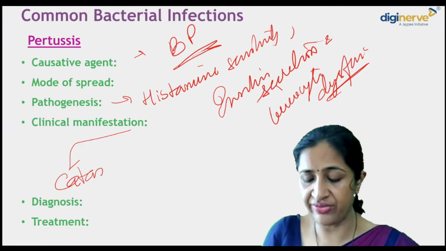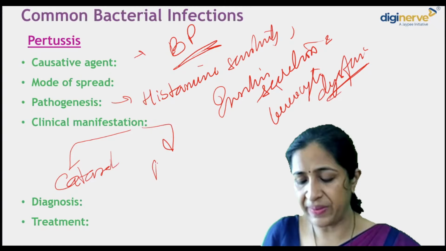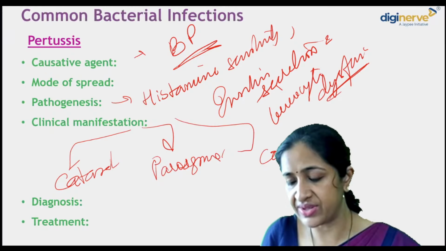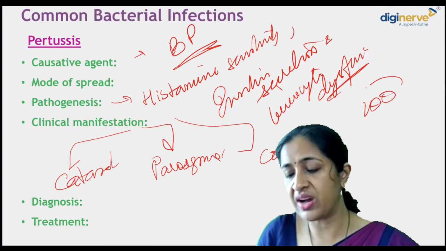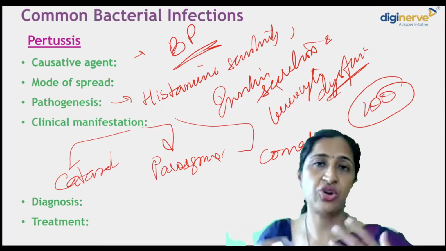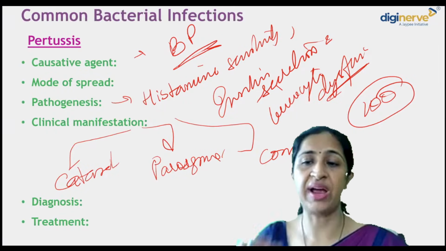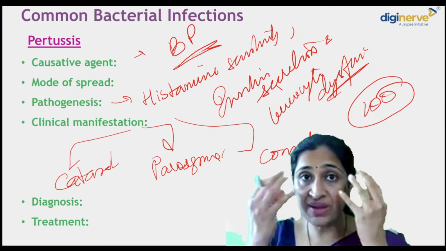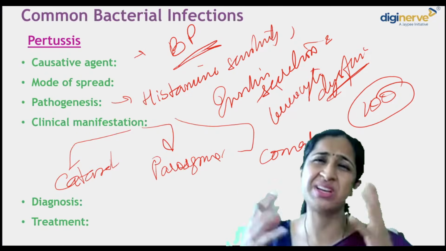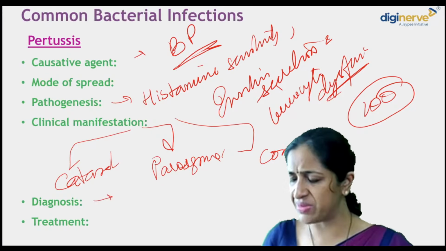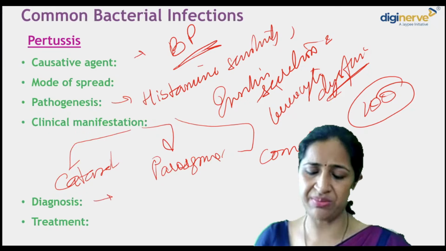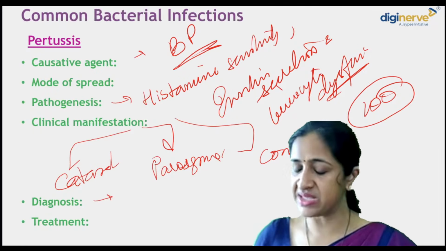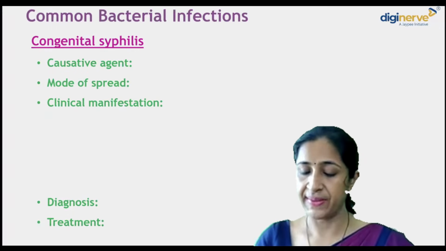Clinical manifestations, 3 phases. You have the catarrhal phase, this you all know. The paroxysmal phase, and you have the convalescent phase. Pertussis is called the 100-day cough, where there's a cough, cold, then an inspiratory whoop, and then there's a persistent cough. The cough can be so bad that there can be subconjunctival hemorrhage, facial petechiae, etc. Diagnosis primarily clinical, and IgM for this, and swabs are not commonly done. Treatment is with antibiotics. The typical antibiotic used are macrolides.